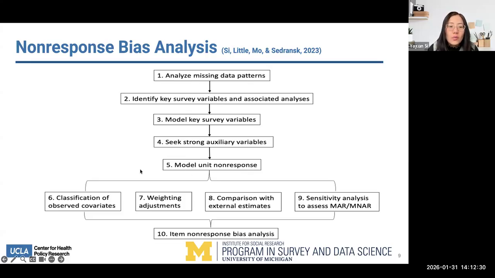After modeling, we can classify using the observed covariates. We can construct weights. We compare the weighted estimates with external estimates. Because we cannot verify the assumption of missing at random, sensitivity analysis is often recommended to assess the missing at random assumption. All these steps are focusing on unit non-response; we also need to handle item non-response, which is often handled by imputation.